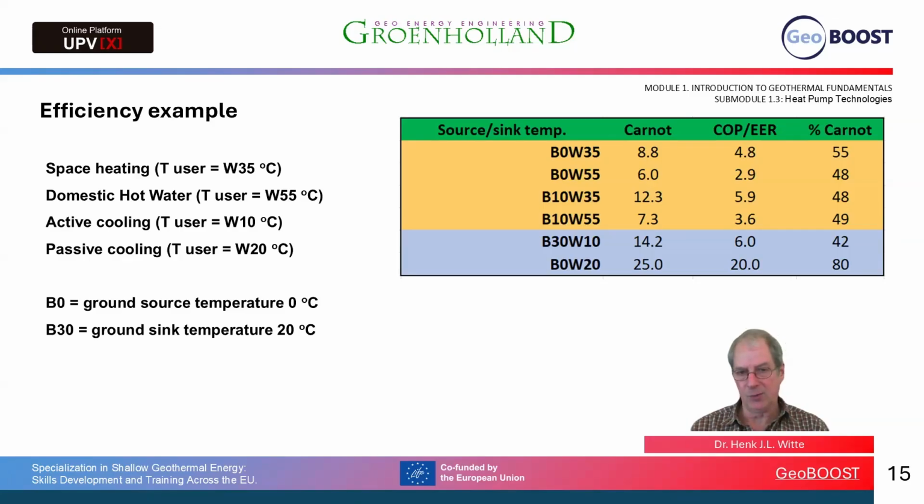Taking a look at other conditions, for instance, we are creating domestic hot water at 55 degrees and the ground is still 0. We have a COP of 2.9, and the Carnot efficiency that we achieve is 48%. In passive cooling, with the ground at 0 and emission side at 20 degrees, the Carnot efficiency would be 25 and the actual COP would be 20. So we have an 80% approach of the Carnot efficiency. So what we can see in general is with the heat pump in operation, we can get to about 50% of Carnot efficiency. And in passive mode, we can go up to 80% of Carnot efficiency, which is pretty good.